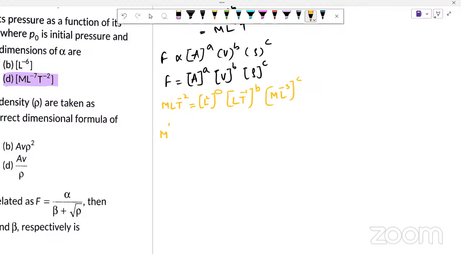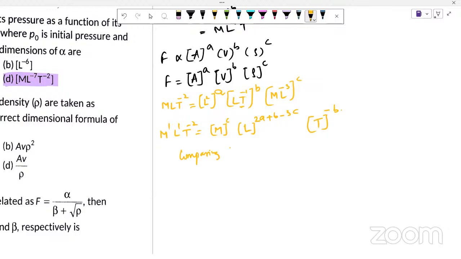So this value will be written as M power 1, L power 1, T power minus 2. That is equal to, for the first, M to the power of C. The next one is L to the power of 2A, then L power plus B, and L power minus 3C. Then for T, here I'm having T only one, so it will be equal to minus B. Now compare on both the sides.